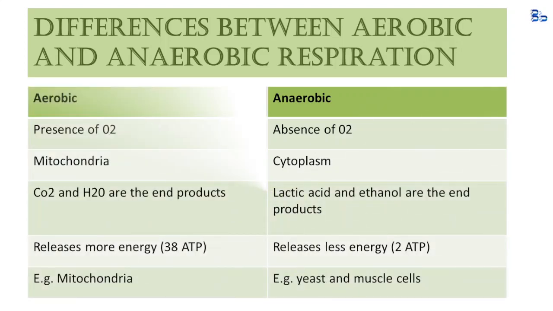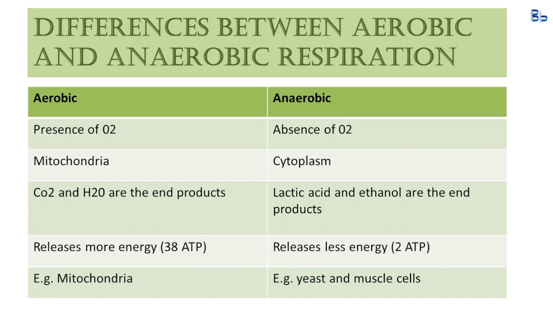Now we'll move on to some major differences between aerobic and anaerobic respiration. The definition mainly differentiates one being in the presence of oxygen, which is aerobic, and one being in the absence of oxygen. The sites are also pretty evident. Aerobic respiration takes place in the mitochondria, whereas anaerobic respiration occurs in the cytoplasm. The byproducts of aerobic respiration are carbon dioxide and water, whereas the byproduct of anaerobic respiration in yeast is ethanol, and in the muscles is lactic acid.